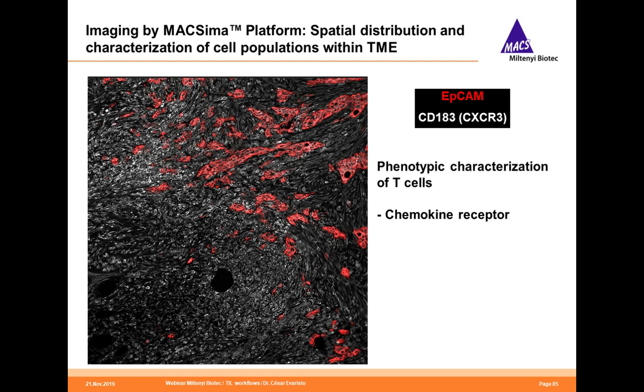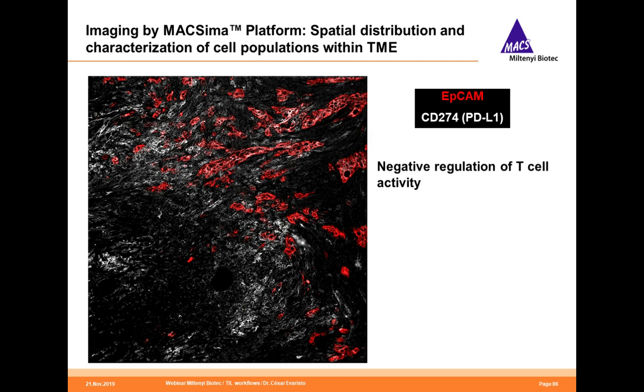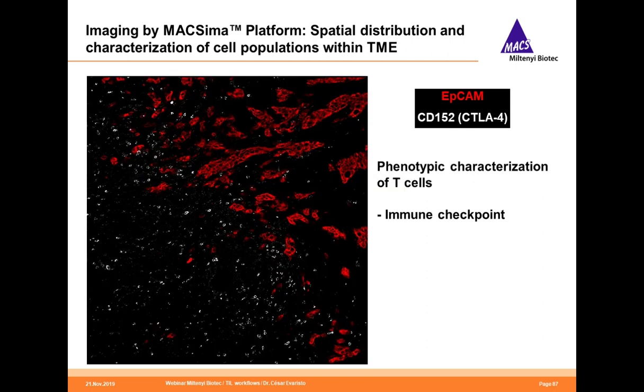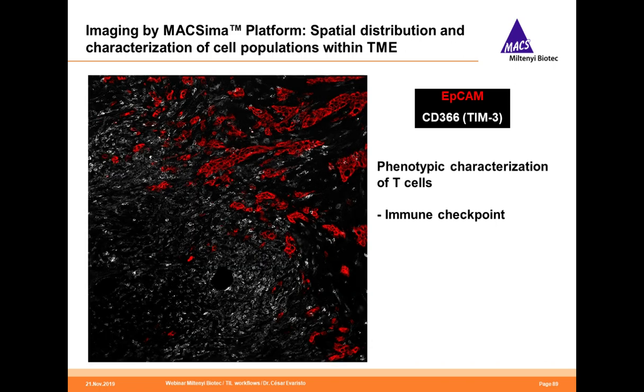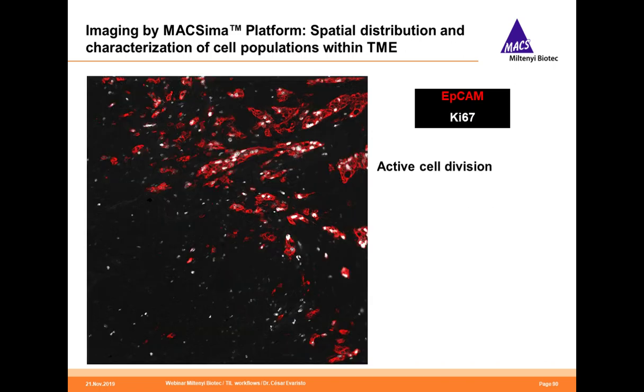Expression of chemokine receptors can also be assessed, like CXCR3. We can identify cells that express PD-L1 for negatively regulating T cell activity, and the expression of immune checkpoints like CTLA4, PD-1, and TIM3. We can even identify which cells were actively proliferating using Ki67 staining. In this case, unfortunately, this indicates that tumor cells are the ones proliferating in this sample.